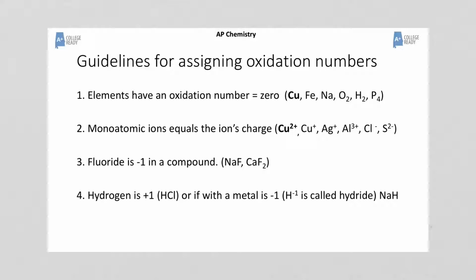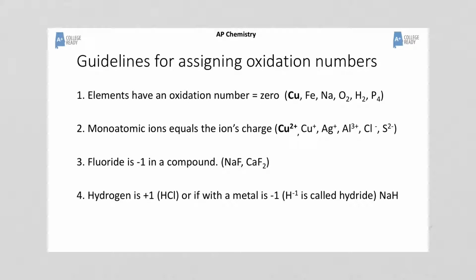Here are some examples. Some metals: copper, iron, sodium. But then also you think about nonmetals. We have our diatomic molecules, like oxygen, which exists as oxygen gas, O2. That's its elemental form. O2 has an oxidation number of 0. Same thing with H2. And there are some other elements you might see, like P4 or S8. Again, those are elemental forms. We would assign those oxidation numbers of 0.